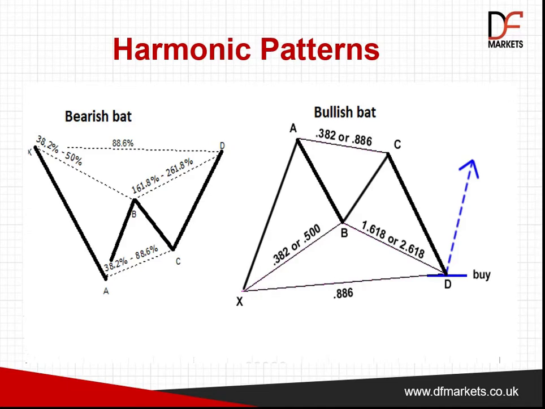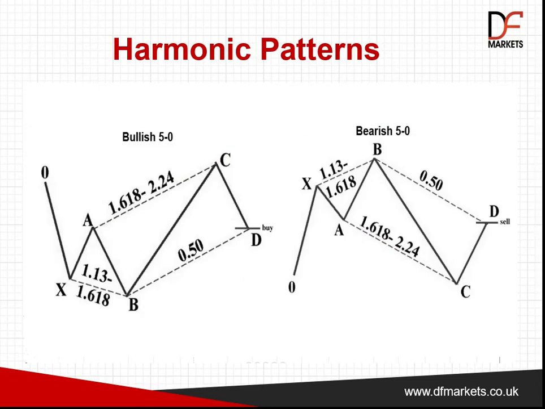Bat pattern. The bat is another harmonic pattern, similar to the Gartley, as the pattern completes within the initial X to A leg. As this pattern's reversal point is so near the top of the swing, which is a typical area used to place stops, the pattern offers great risk reward.